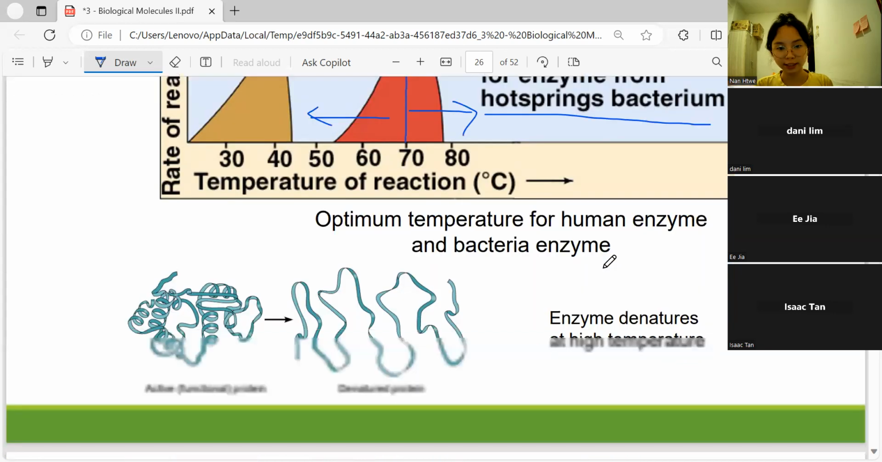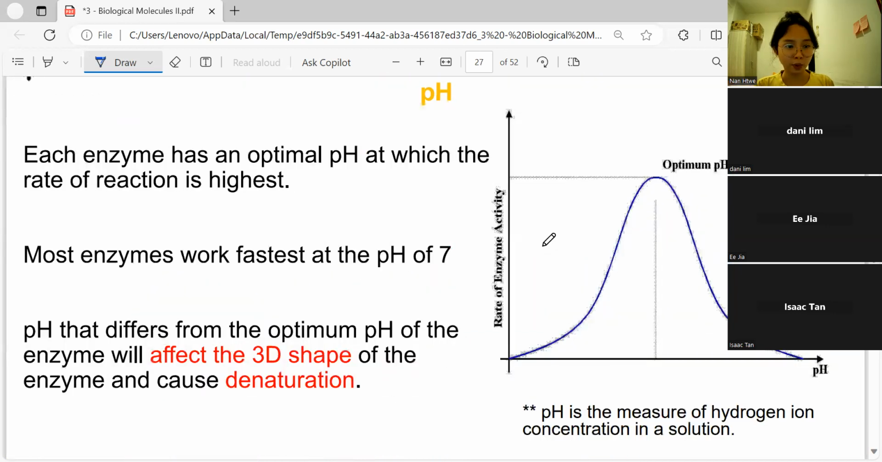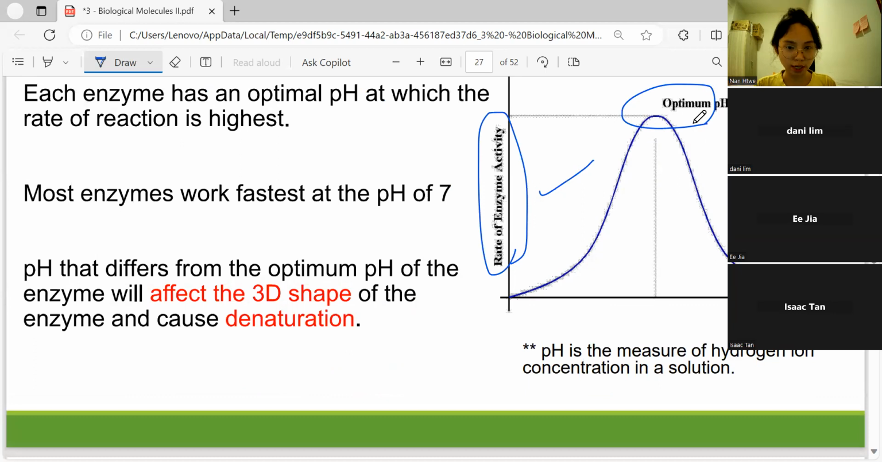All right. And then pH, the graph for both pH and temperature are the same. You need to know this as well. Be careful of the labeling. If the question asks you to draw the graph, you have to draw it, and you also need to add the label.